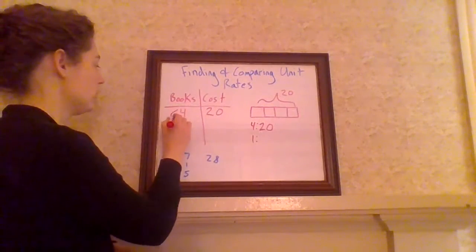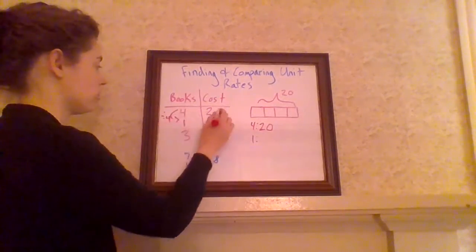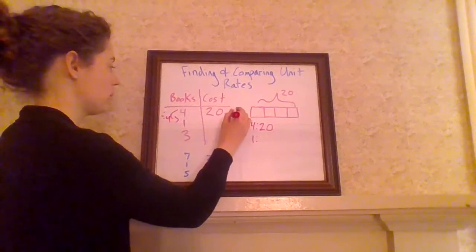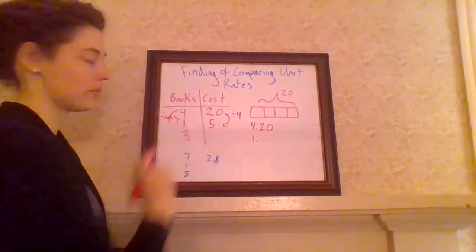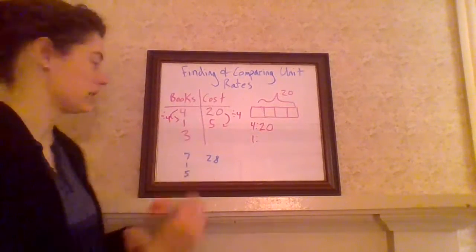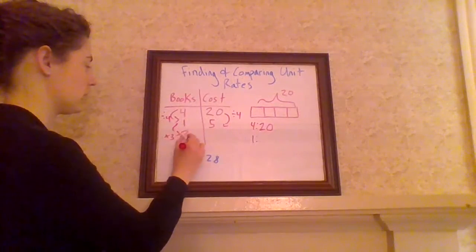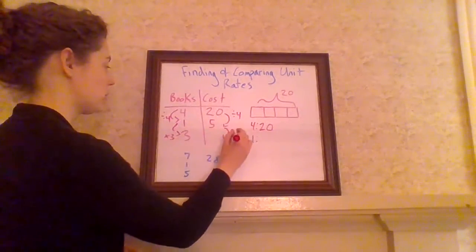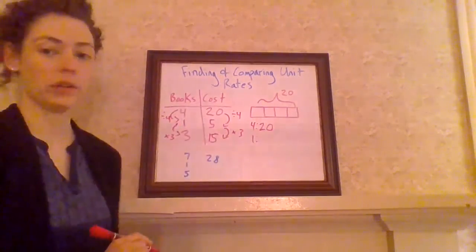So from 1 to 4, we have to divide by 4. So we'll divide 20 by 4, and we'll get 5. So now we know that 1 book costs $5. Now we can find out how much 3 books cost by multiplying by 3. So 1 times 3 is 3. 5 times 3 is 15. So 3 books cost $15.